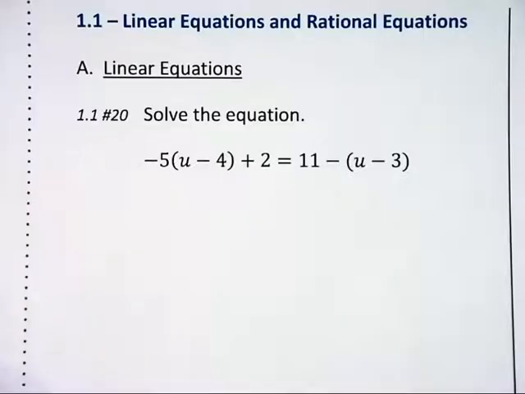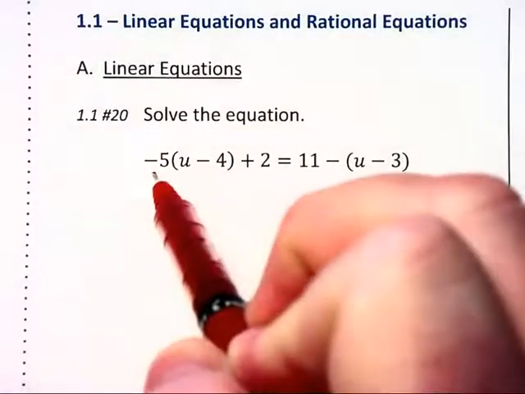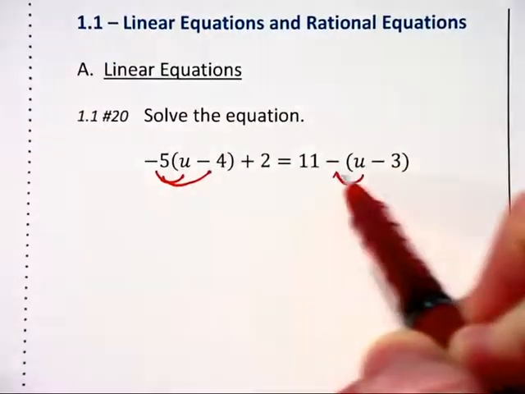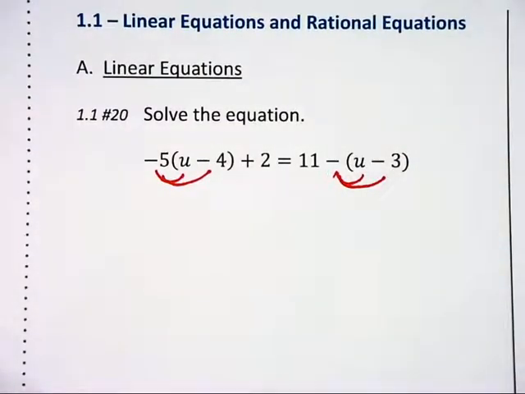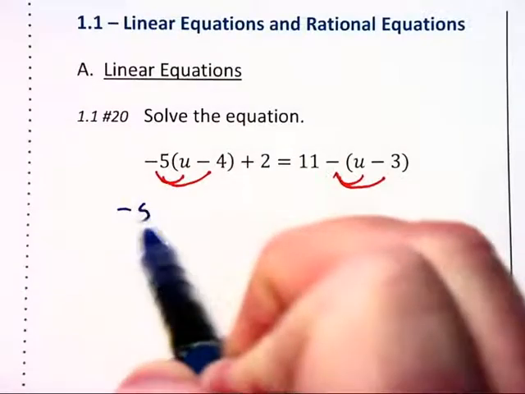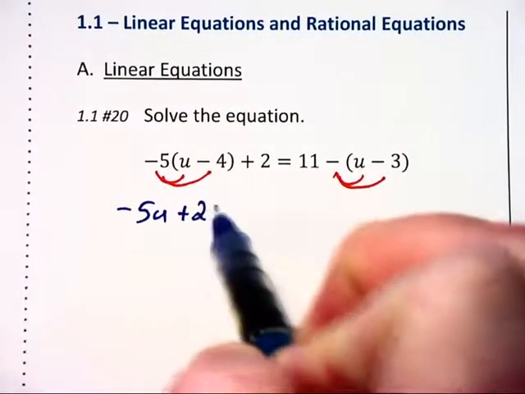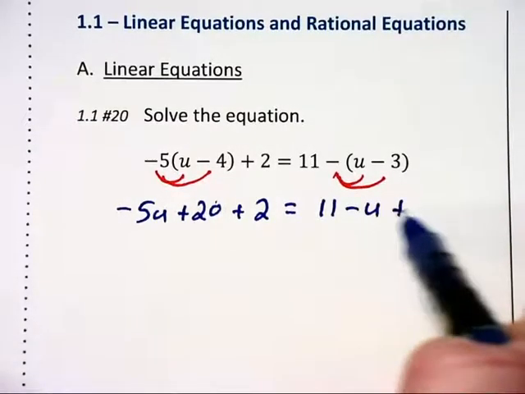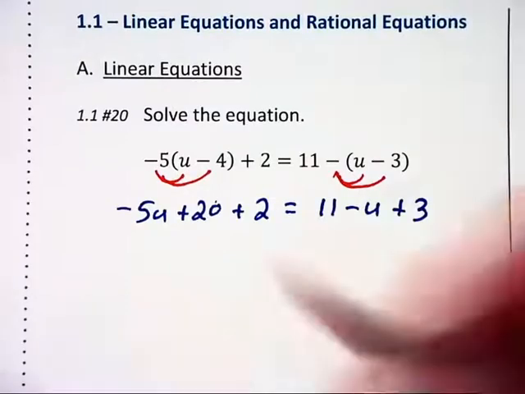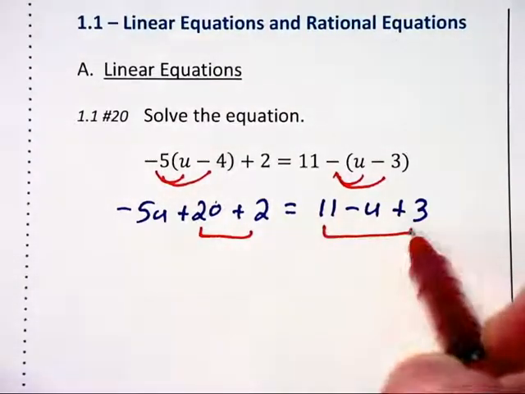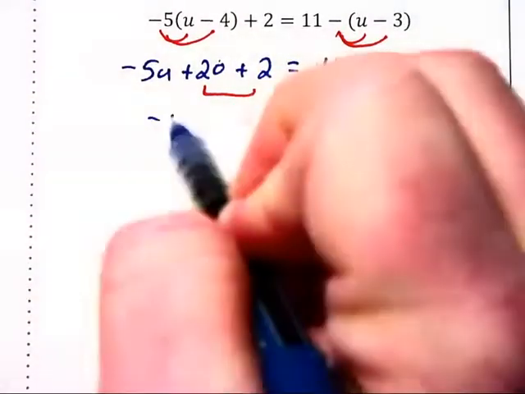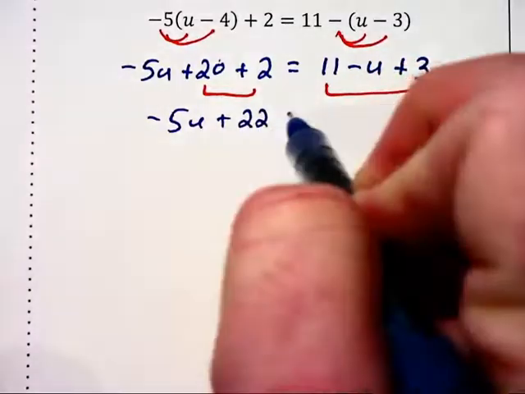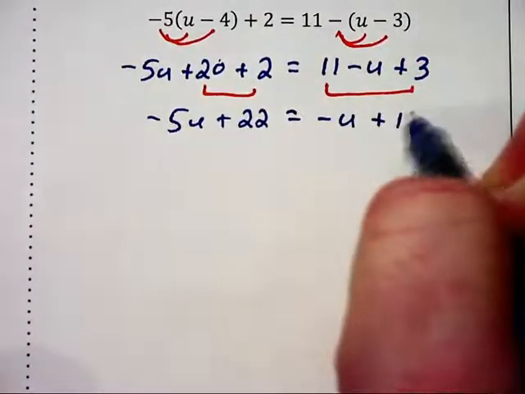In this video we will be looking at linear and rational equations. To solve this first equation, we're going to begin by distributing the negative in front of the parentheses on each side of the equation. The second line becomes negative 5u plus 20 plus 2 is equal to 11 minus u plus 3. We are then going to combine like terms on each side of the equation. The equation now becomes negative 5u plus 22 is equal to negative u plus 14.